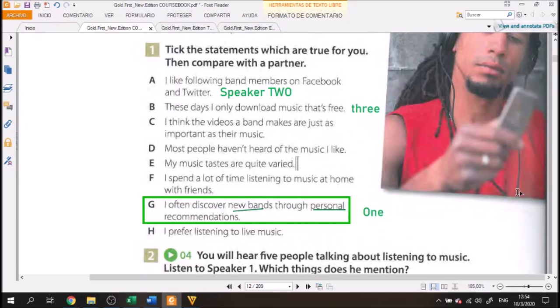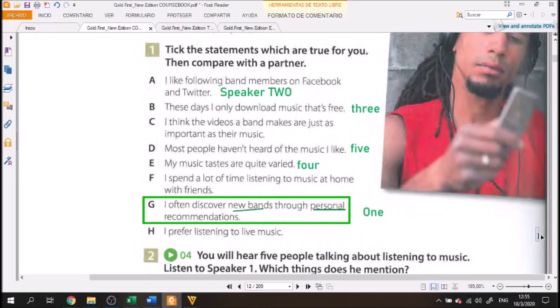Number four is E. Very good. This is speaker four. And finally, what about five? We have C, D, F, and H left for you to choose from. However, remember you have three extra options. Speaker number five is D. Very good.